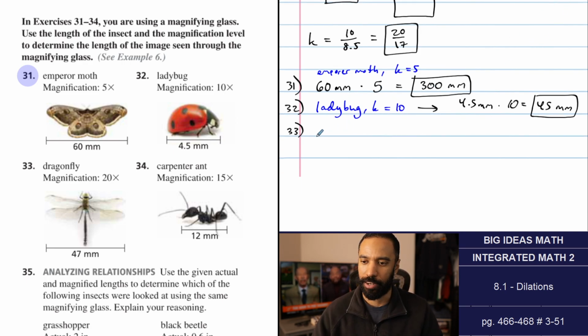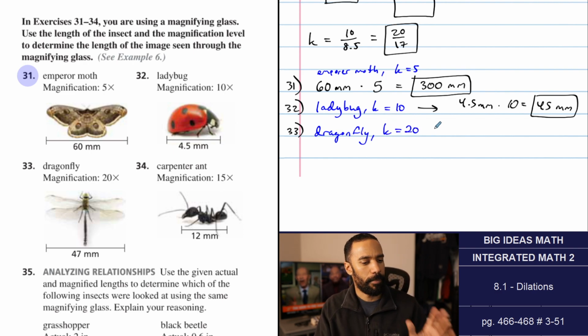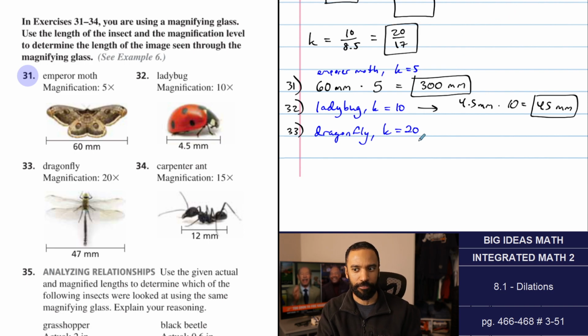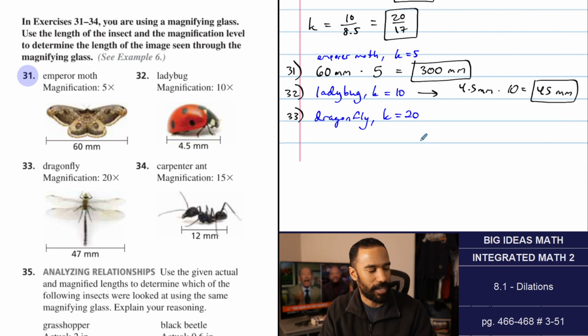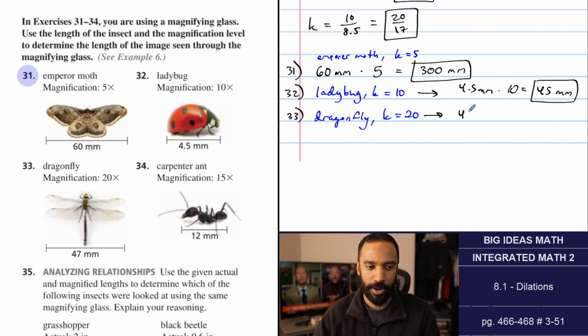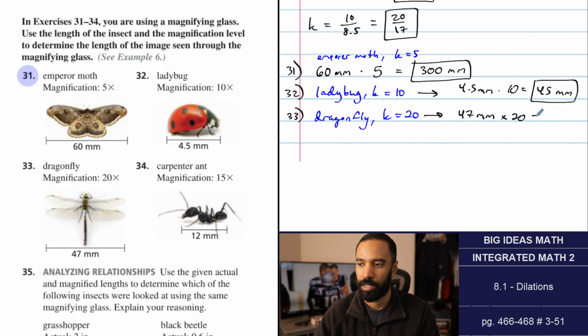Number 33, dragonfly. Dragonfly, K is 20. Let's make it 20 times bigger. I want to make sure that we're doing it that way. I believe a dragonfly itself would be 47 millimeters, which is 4.7 centimeters. I think it makes sense that this is not the magnification. This is just the insect. 47 millimeters times 20. That's 940 millimeters, almost a meter.